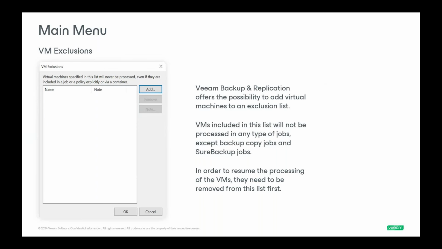The only jobs they could be processed by would be backup copy jobs or a SureBackup job, because you can go ahead and just do a SureBackup job and do your verification checks. Obviously, if you needed to start backing those up, just take note: you would have to remove those from the list prior to being able to add them to a backup job and having them processed.